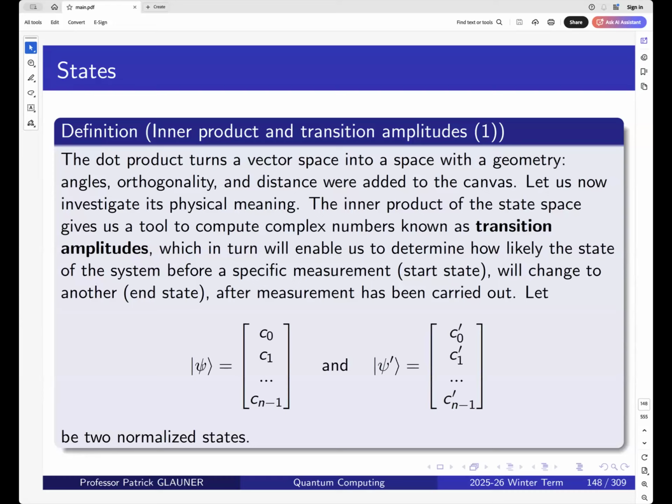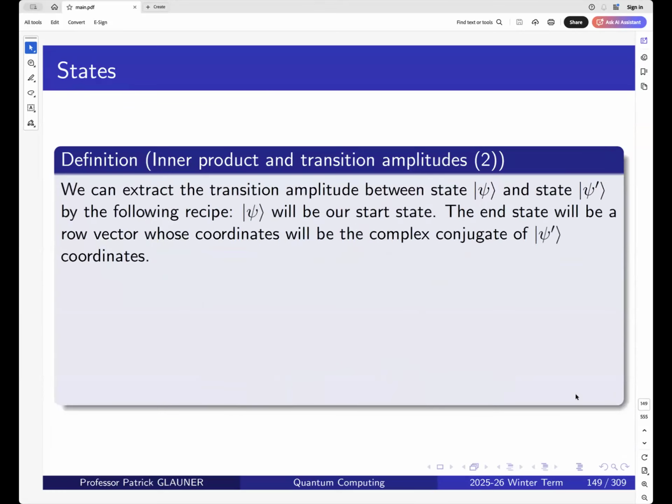What we start with is a |ψ⟩ ket, which has entries c0, c1 to c_{n-1}, and the |ψ'⟩ ket, which is c0', c1', up to c_{n-1}'. And we assume that they are normalized states. So this will severely simplify our calculations now.